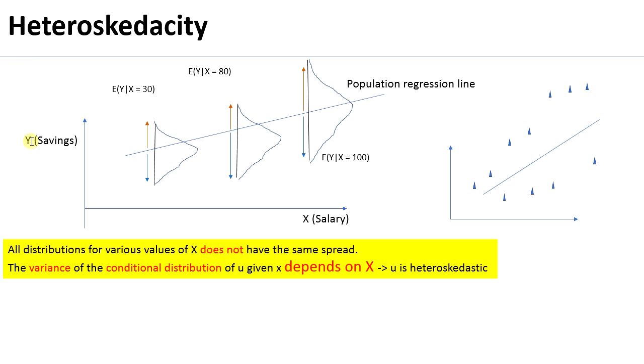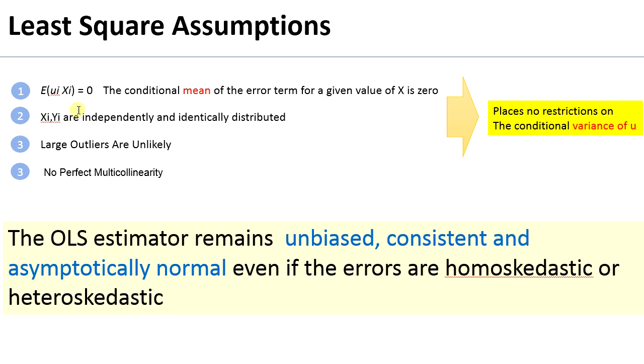The issue with heteroskedasticity is this: the least square assumptions, which we have listed here, are not violated whether the errors are heteroskedastic or homoskedastic. That's what we are saying here. The OLS estimator remains unbiased, consistent, and asymptotically normal, even if the errors are homoskedastic or heteroskedastic. So whether the error terms are heteroskedastic or homoskedastic does not violate these least square assumptions.